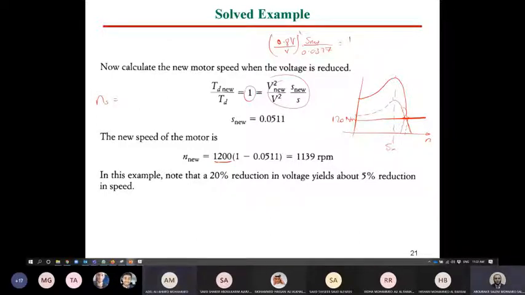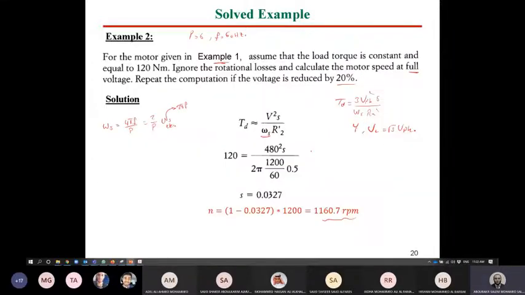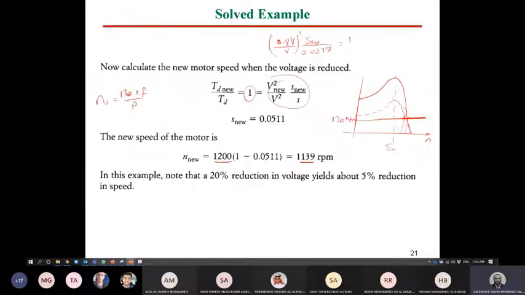120. It's 1200. Our relation is 120 multiplied by frequency over number of poles. So if we change the voltage, will the value of synchronous speed change? It's constant, right? So this is the value of NS. So 1 minus S multiplied by NS is the new speed. As you can see, 1139. The previous one was 1160. So it's not a big change in speed.